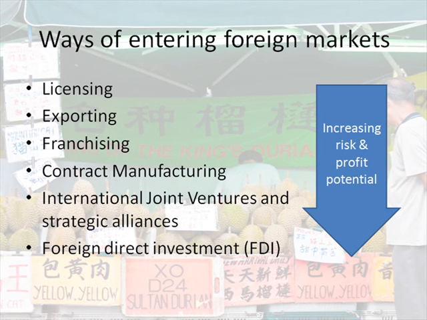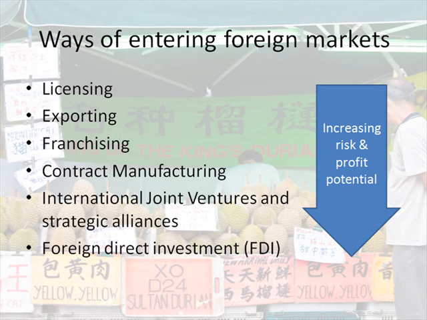So if they can't enter the market by dumping products, there's other ways that you can enter foreign markets. And these are listed in order of increasing risk and profit potential. So licensing has the least risk and the lowest profit potential. Foreign direct investment has the most risk and the most profit potential.